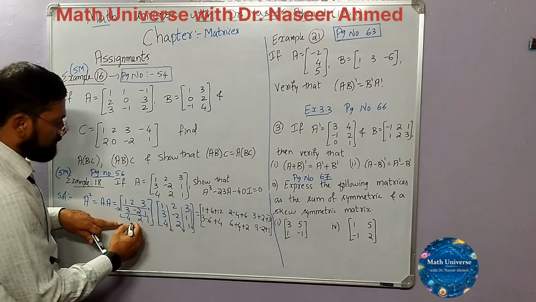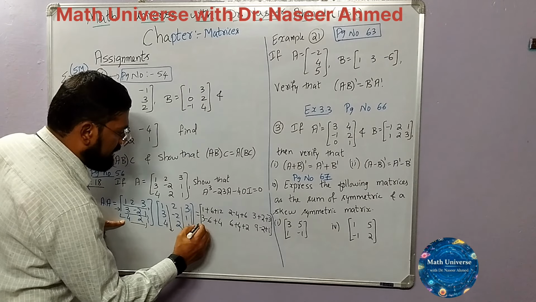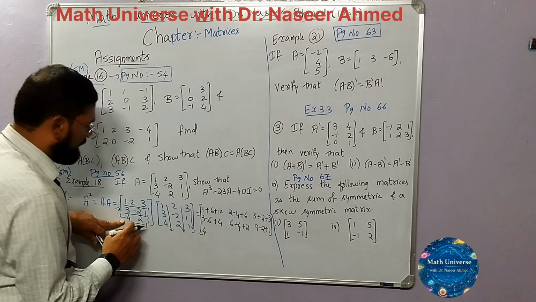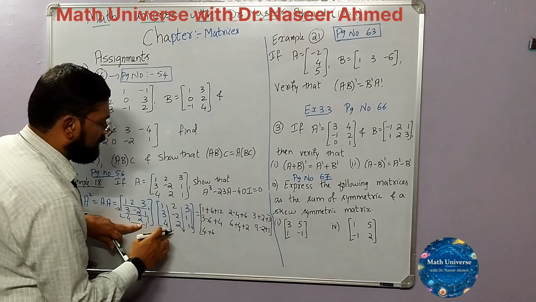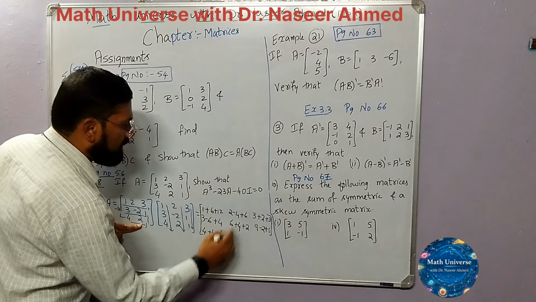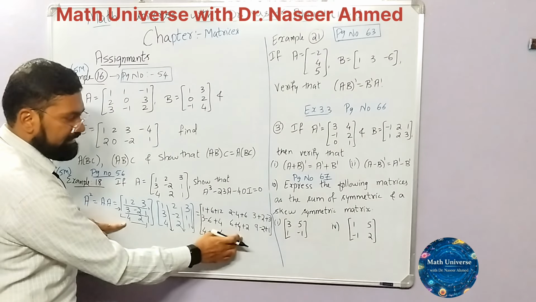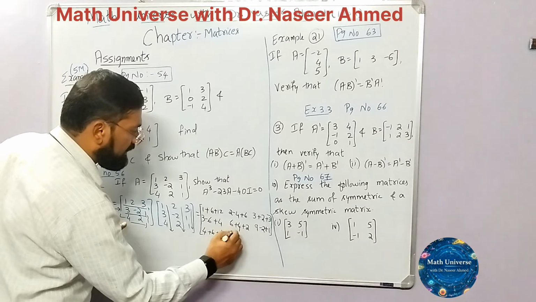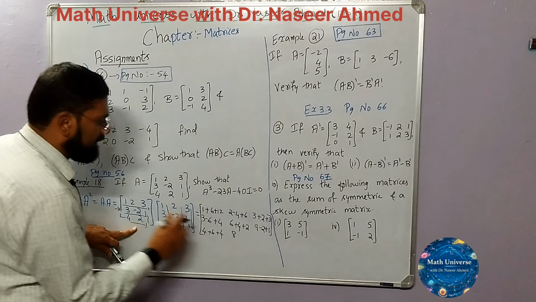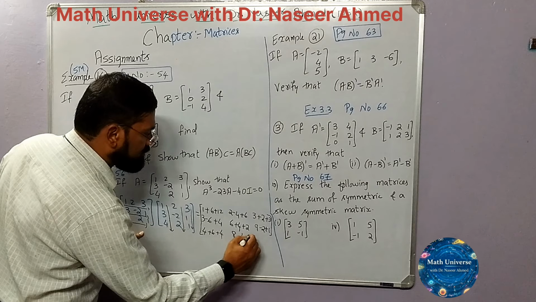Now moving on to the third row. 4 into 1 is 4. Write it a bit below. Then plus 2 into 3 will be plus 6. Then 1 into plus 4 is plus 4. Now go to the second column. I have to enter this, so I go for this second column. 4 into 2 is 8. 2 into minus 2 is minus 4. 1 into plus 2 is plus 2.